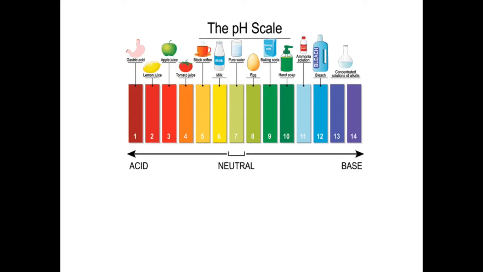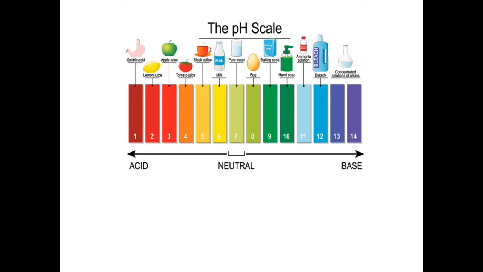Right in the middle of that scale, it runs from 1 to 14, so right in the middle, we've got number 7. This is neutral substances, things that are neither basic nor acidic. A great example of that is just pure water, pure H2O. That's neutral. It's neither basic nor acidic. It falls right down there in the middle.